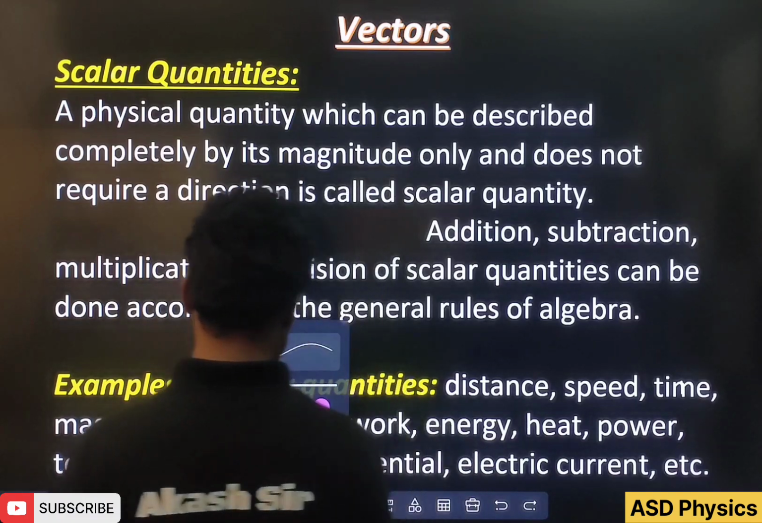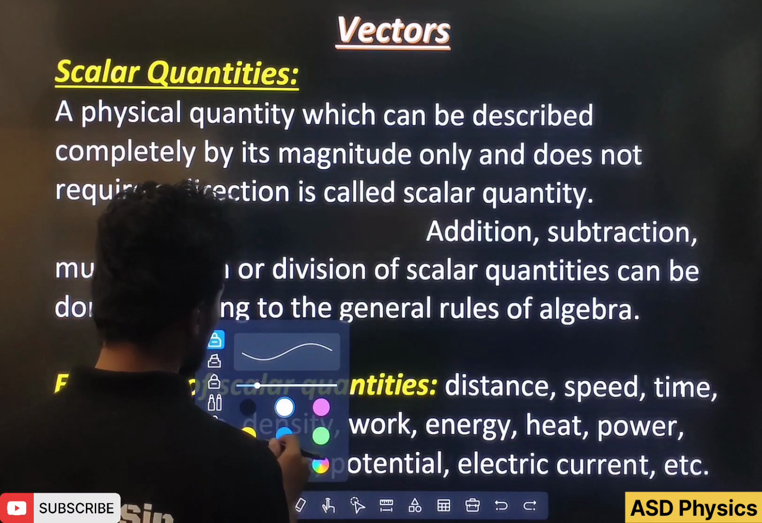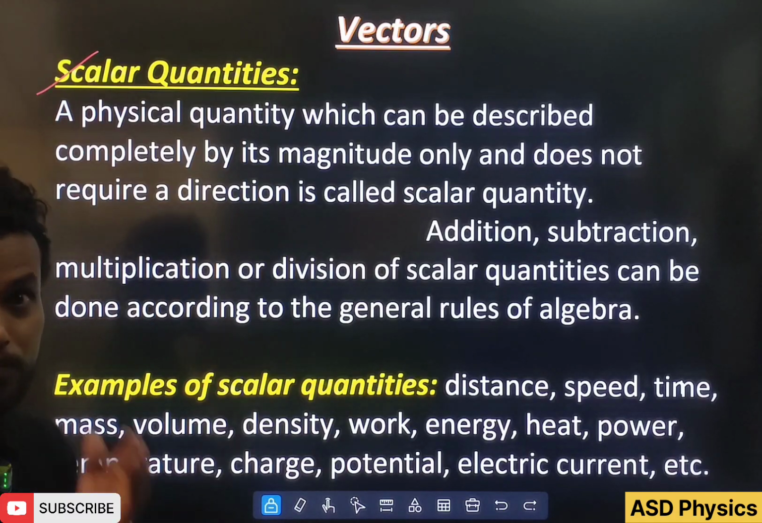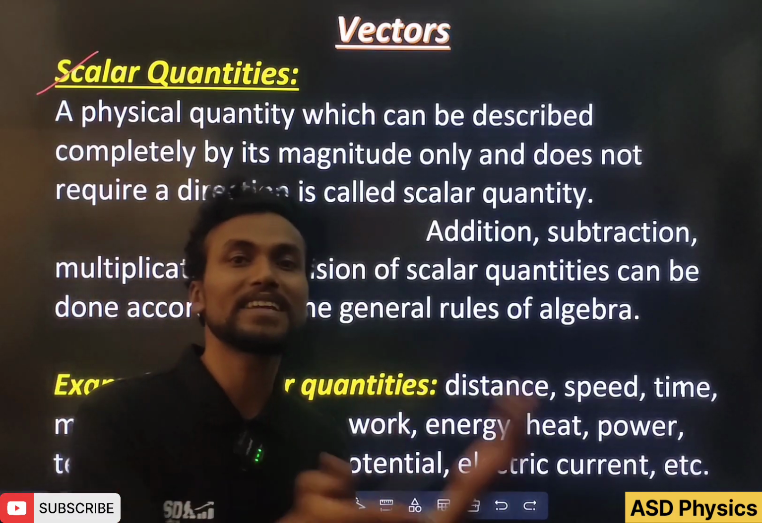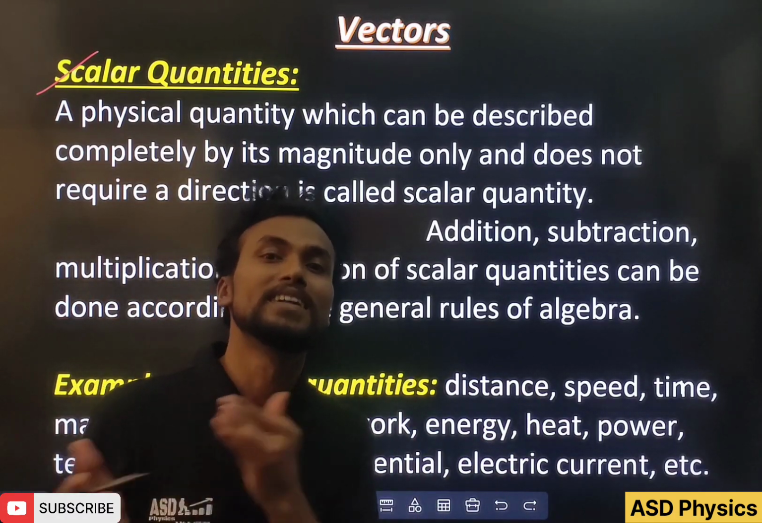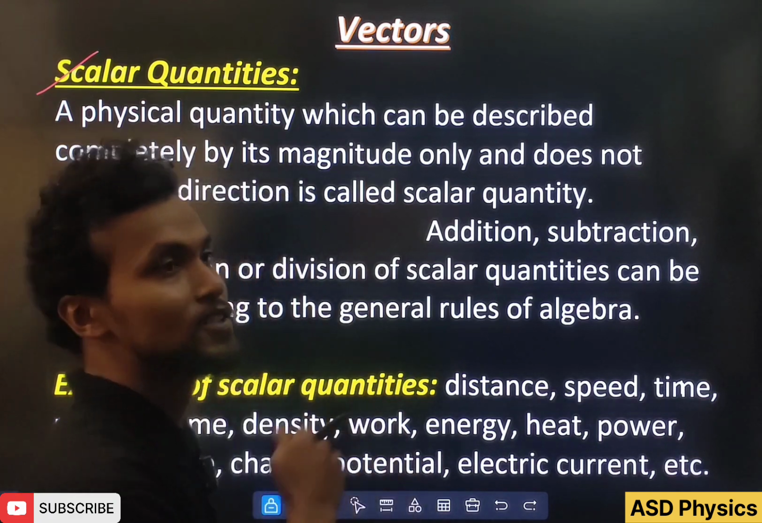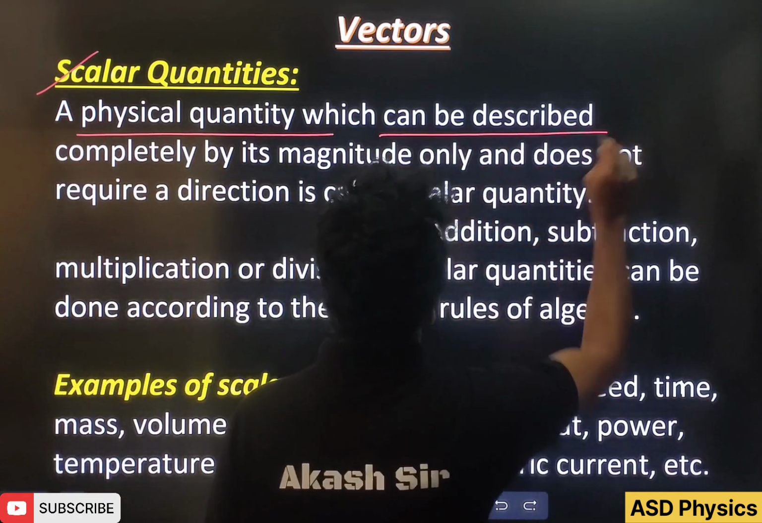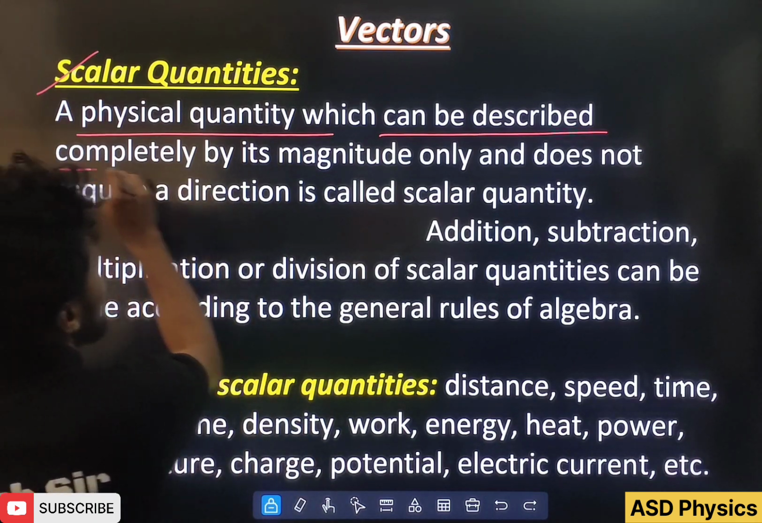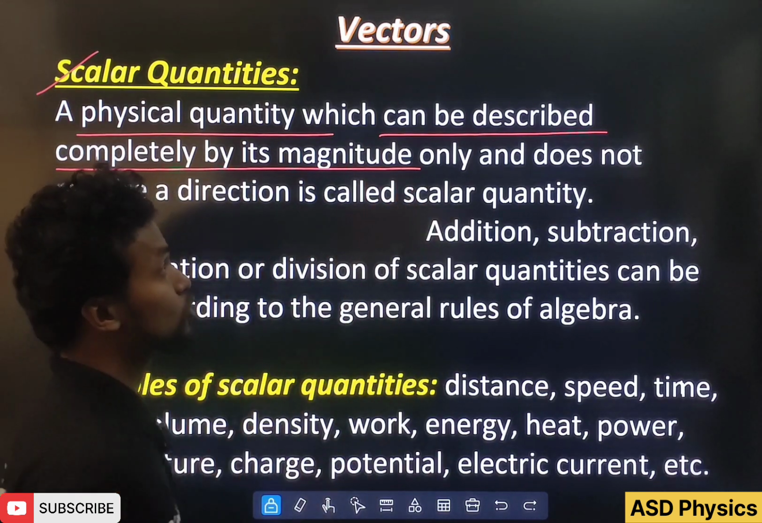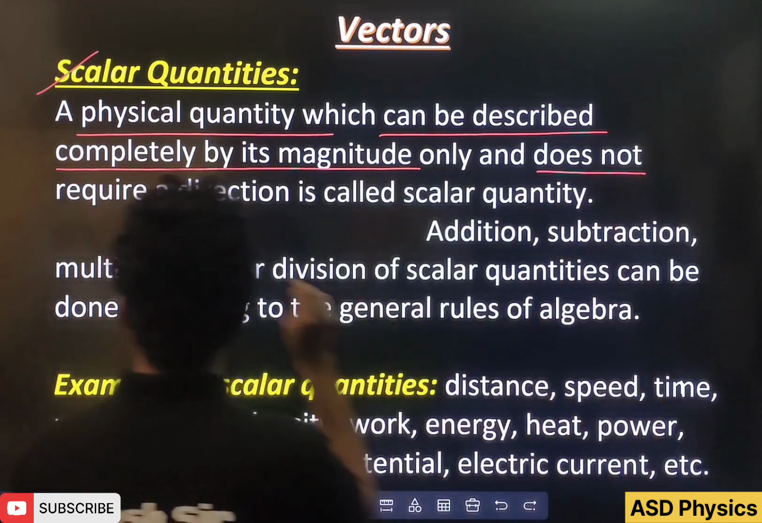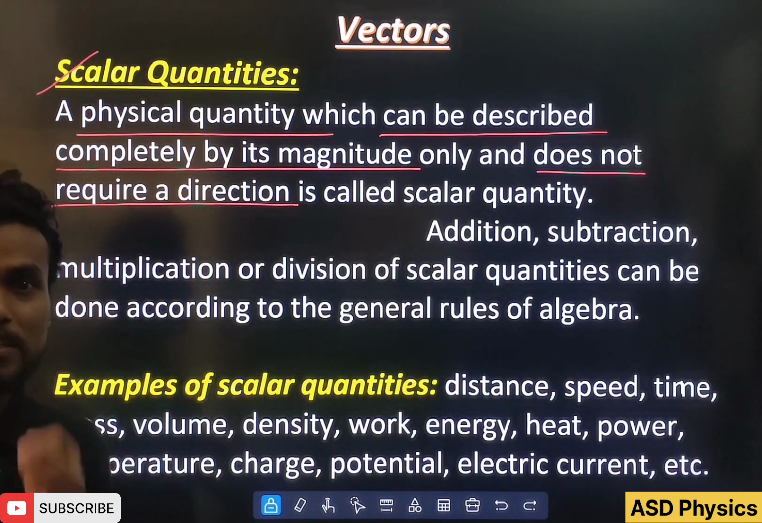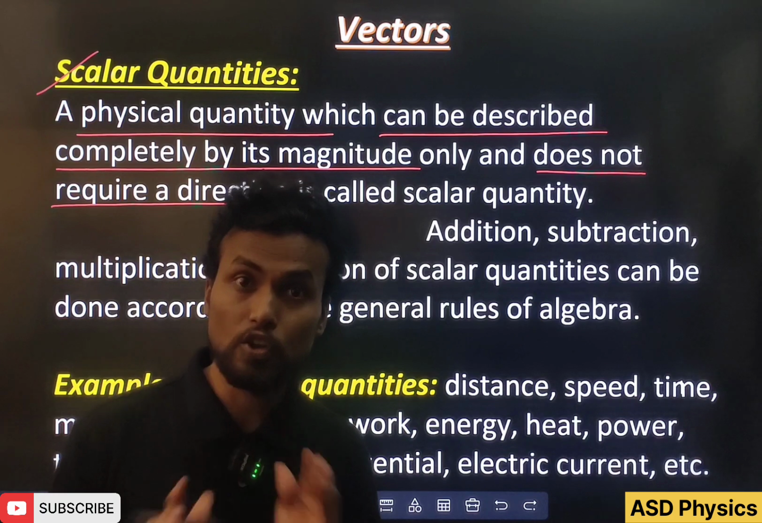So here you can see, first, what is given here: the scalar quantities. First we should know scalar quantities, and only then can we see what vectors are and how they are different from scalar quantities. So let's see, students. A physical quantity which can be described completely by its magnitude only and does not require a direction is called a scalar quantity. Only and only magnitude, direction not required.